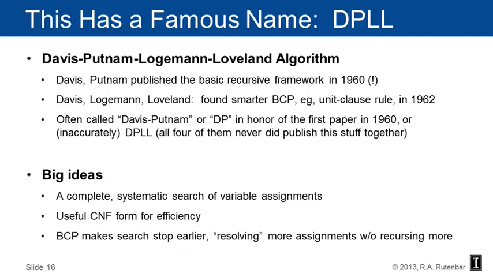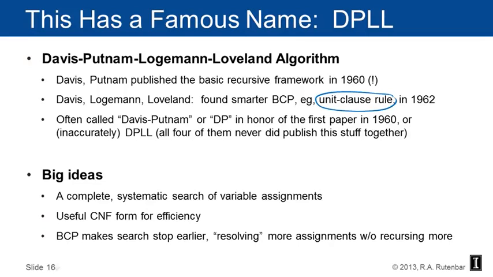This has a really famous name. This is DPLL. So this is Davis, Putnam, Logemann, Loveland. So Davis and Putnam published the basic recursive framework for solving Boolean satisfiability in 1960. Wow, that was a long time ago. And then later, Davis, Logemann, and Loveland found this smarter Boolean constraint propagation, and they proposed the unit clause rule way back in 1962, so slightly over 50 years ago.